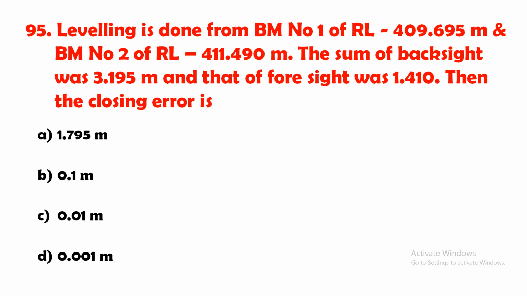Leveling is done from a benchmark number 1 of reduced level 409.695 meter and a benchmark number 2 of reduced level 411.490 meter. The sum of backsight was 3.195 meter and that of foresight was 1.410 meter. Then the closing error is 1.795 meter, 0.1 meter, 0.01 meter, 0.001 meter. The answer is 0.01 meter.